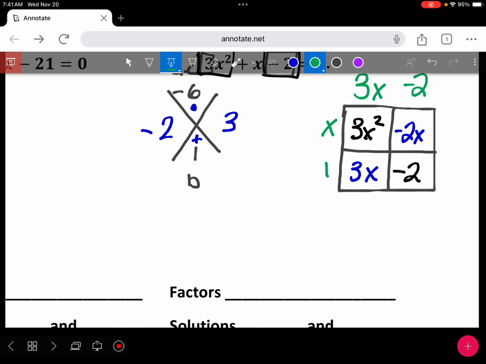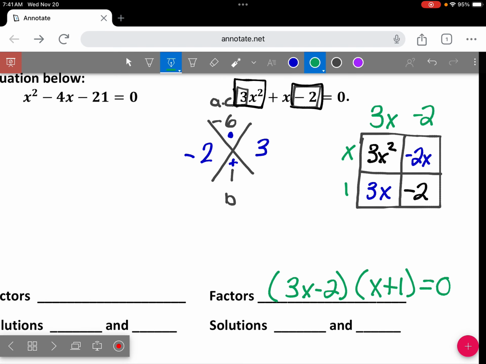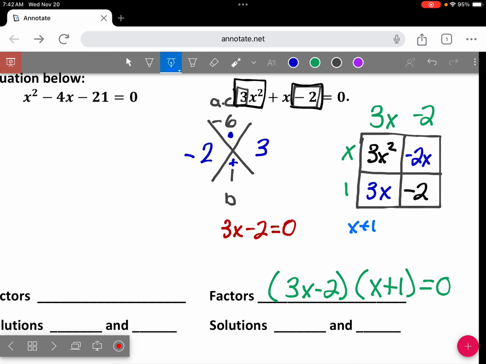So these are our factors. So our factored form, we've got our 3x minus 2 as one of the factors, and our x plus 1 as the other factor. What do I do to find my solutions? 3x minus 2 equals 0, and x plus 1 equals 0. Every factor, any chunk that has an x in it gets set equal to 0 to find its solution.